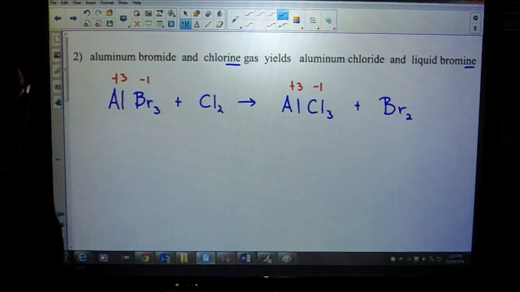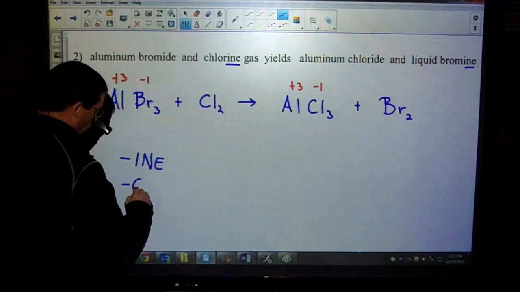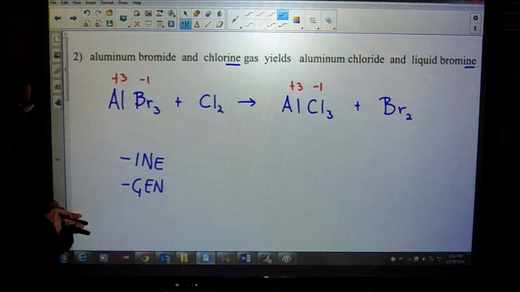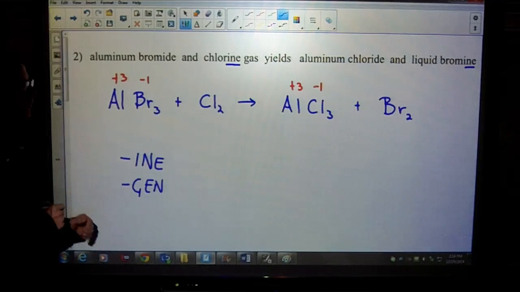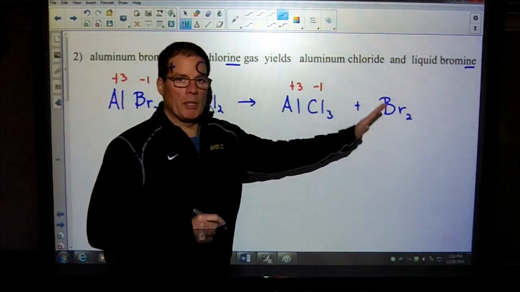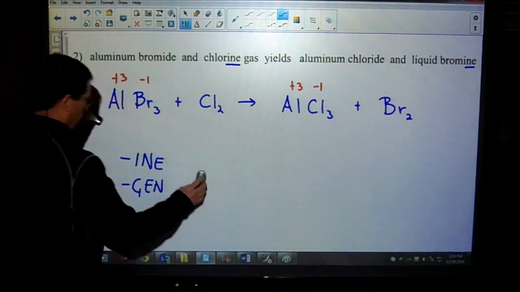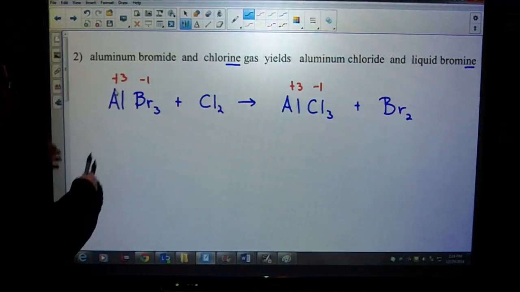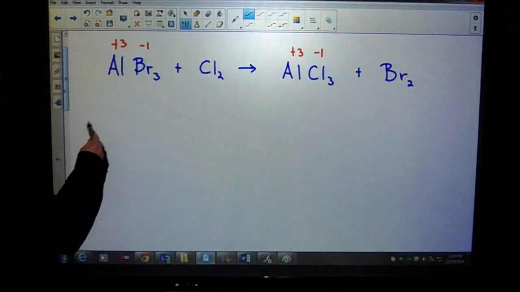Make sure that you remember that if the element ends in ine or gen, so like hydrogen, nitrogen, oxygen, chlorine, bromine, iodine, all those things, if it ends in ine or gen and it's by itself, it must be diatomic. I will expect you to know that. So be sure that you have that memorized, since we had talked about it before. All right, so now that we have our equation written out correctly, let's focus on the inventory.